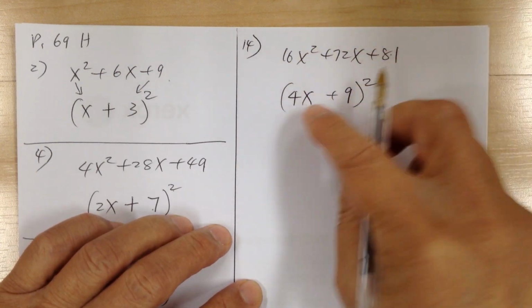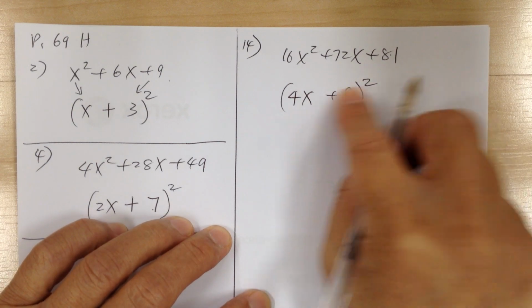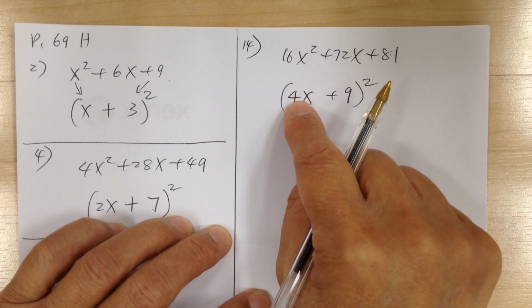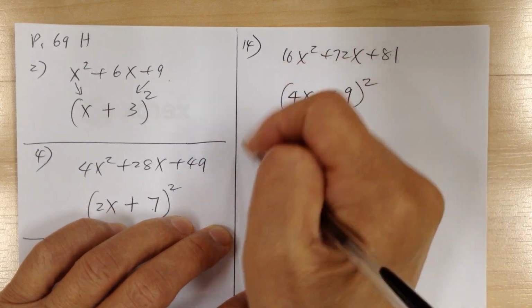Again, you're just guessing, you just use this to guess this, use this to get that. Then you have to check, see if your guess is correct. So the sign matches. Number 2 times 4 is 8, 8 times 9 is 72, so it matches, x matches, so that's it.